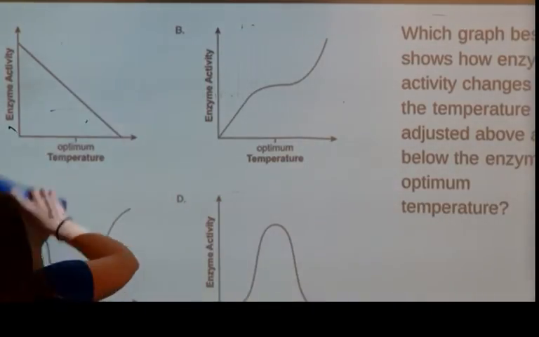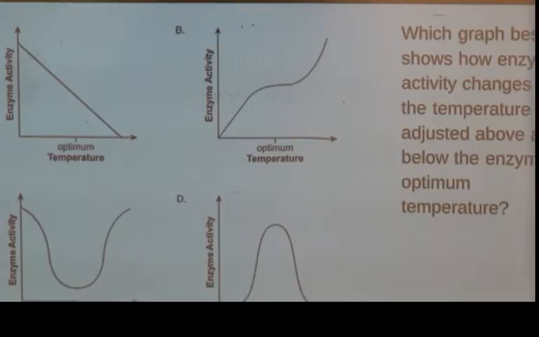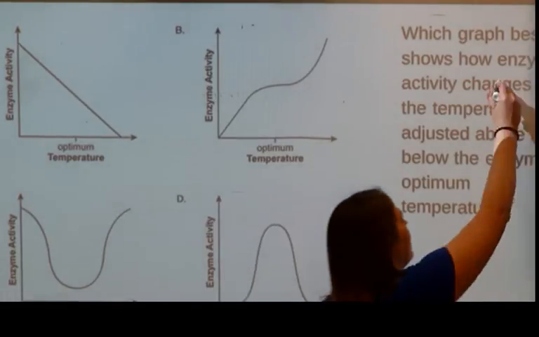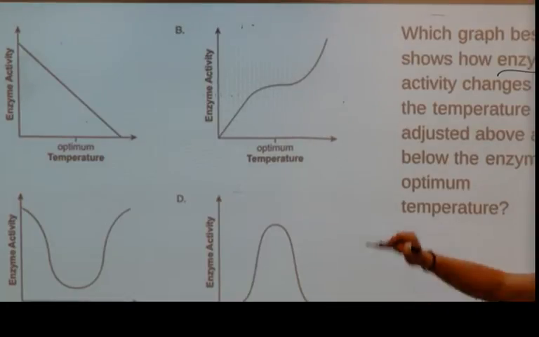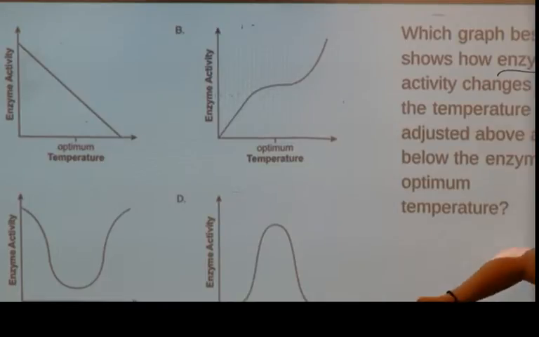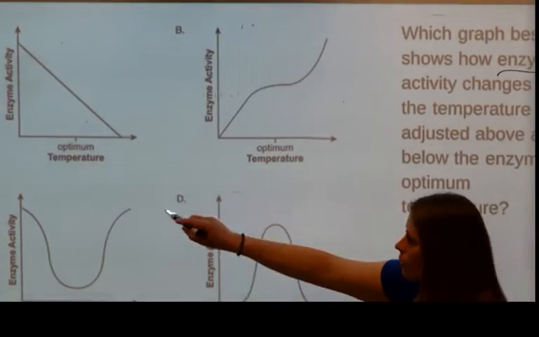This should be easy. So, big word here, enzyme. Okay, so it's asking which graph shows how enzyme activity changes as the temperature is adjusted above and below the enzyme's optimum temperature. So you've got enzyme activity on the y-axis, you've got optimum temperature on the x-axis, and particularly right at this location.